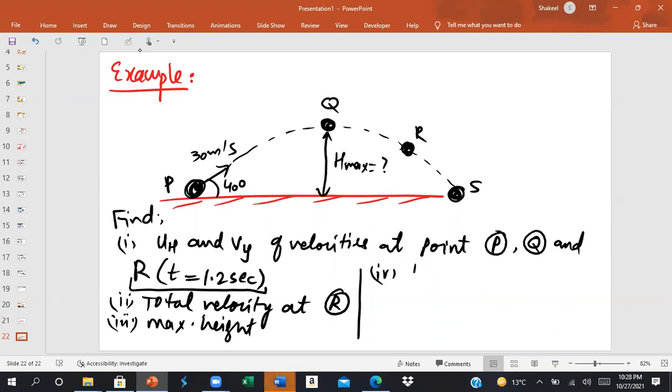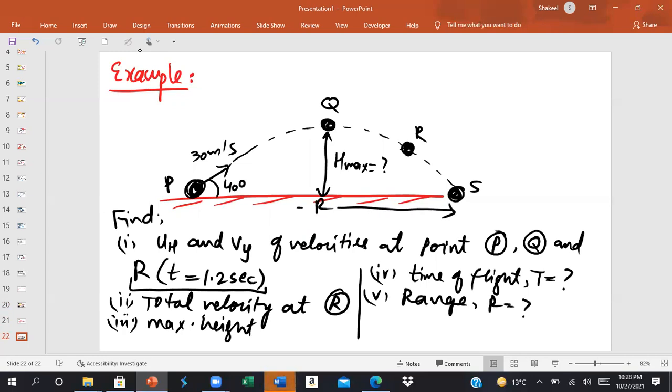Number 4, you have to find the time of flight, how much total time the projectile took to travel between these 2 points. Number 5, you have to find the range, and range is the horizontal distance, like how much distance it has moved. So the answers will be shared in the description.